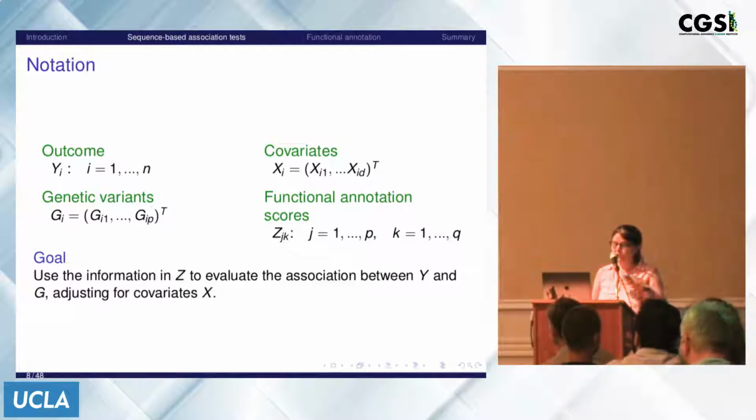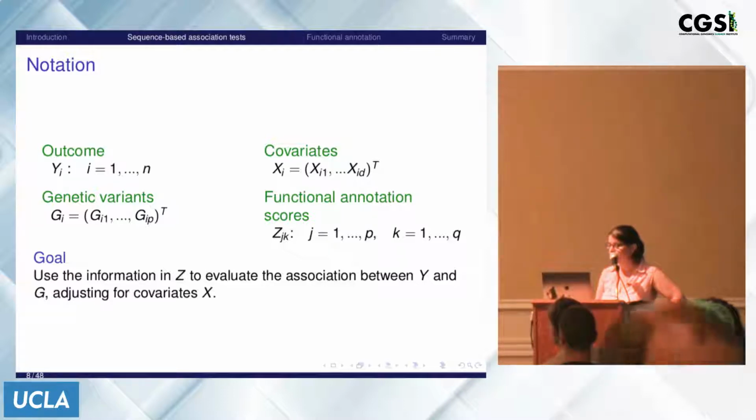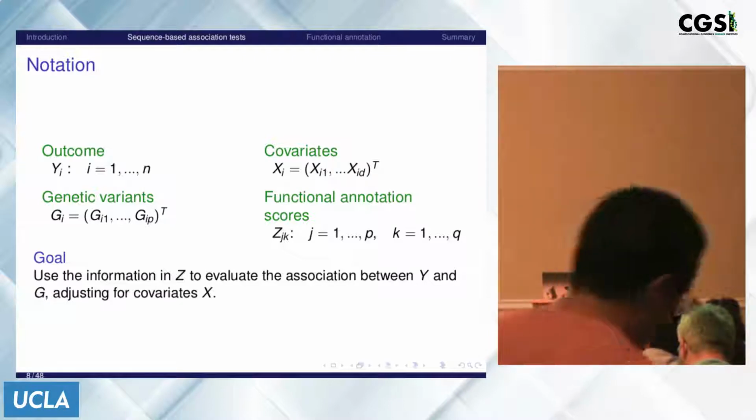As I said, we sequence a region. So for each individual, we have a vector of genotypes. We have p variants, and so we have a vector of p genotypes. And then for each of these variants, we have a set of functional scores. This could be evolutionary conservation scores, epigenetic scores, or predictions of functional effect for these variants across different tissues or cell types in the human body.